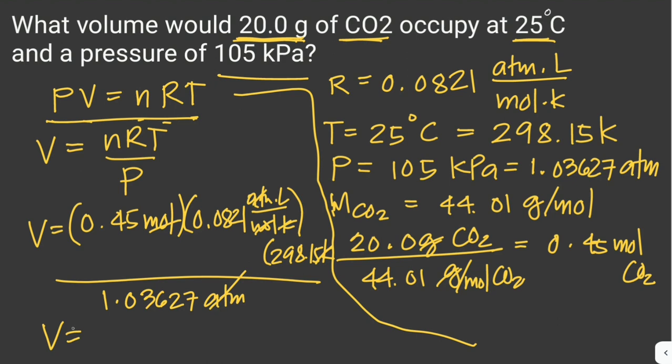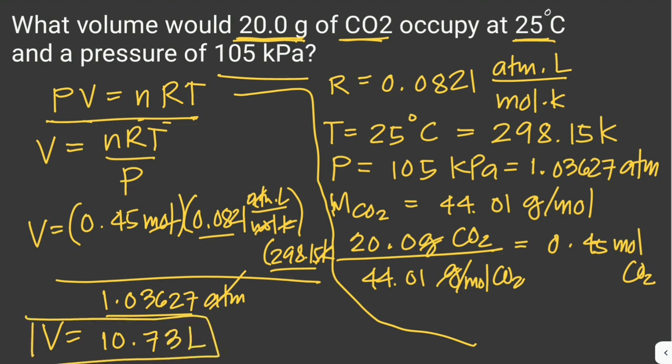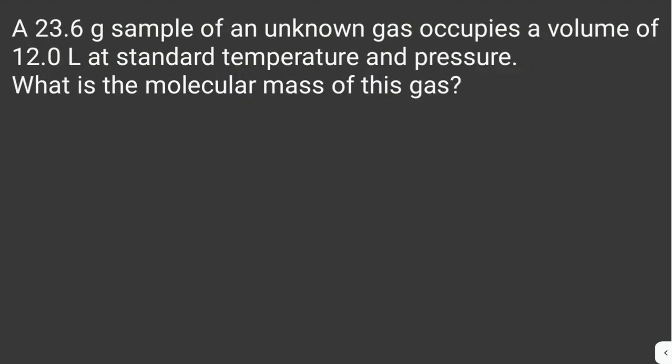So using your calculator, we'll get 0.45 times 0.0821 times 298.15 divided by this one. This is equal to 10.73 liters. Okay, so that is our answer to this problem.